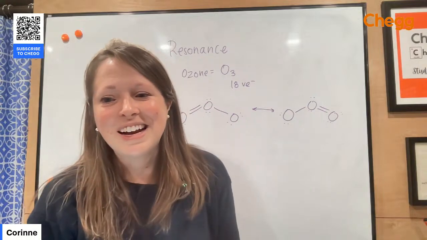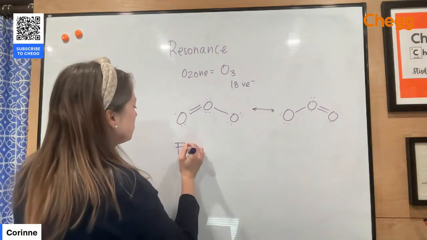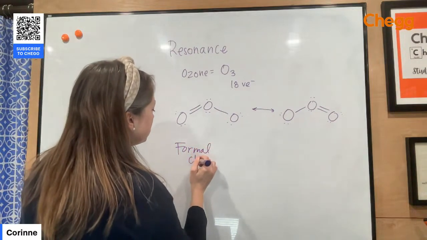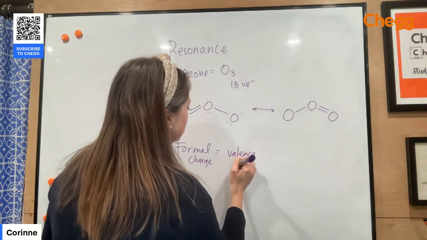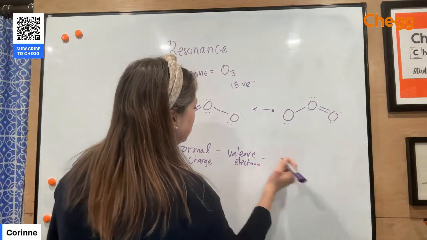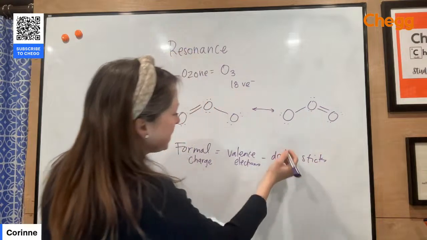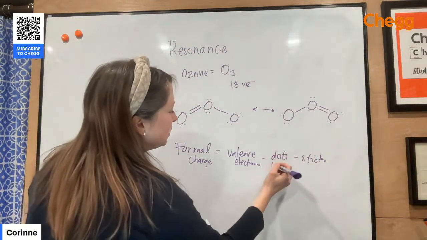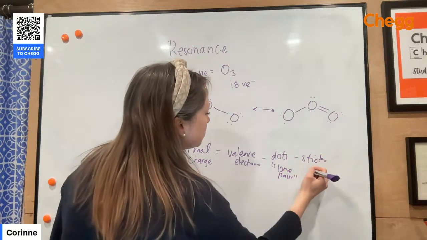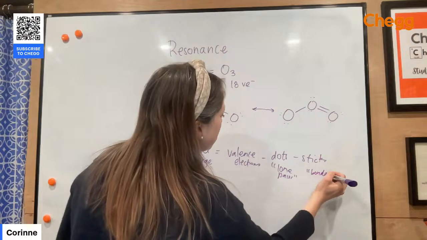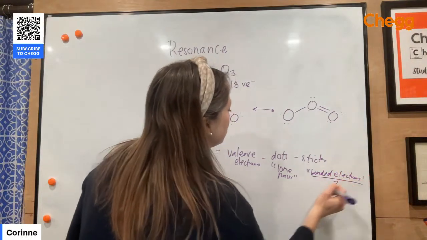Yeah, awesome. And it looks like someone went ahead and put in the formal charge. This is my favorite. So with formal charge, if you were asked to find the formal charge of each atom, it's the valence electrons minus the dots minus the sticks. And what do I mean by that? The dots are just the lone pairs, and the sticks are your bonded electrons divided by 2. So basically, we're just counting.